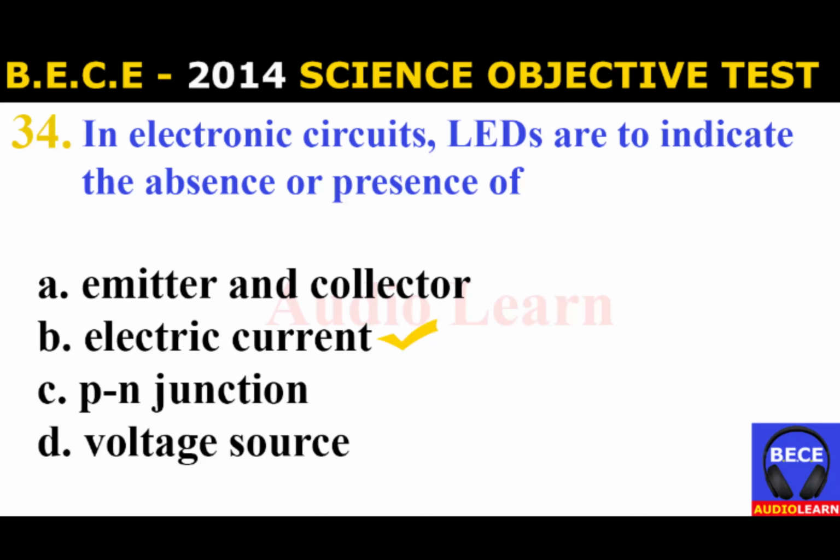Number 34. In electronic circuits, LEDs are used to indicate the absence or presence of A. Emitter and collector. B. Electric current. C. P to N junction. D. Voltage source. And the answer is B. Electric current. In electronic circuits, LEDs are used to indicate the absence or presence of electric current.